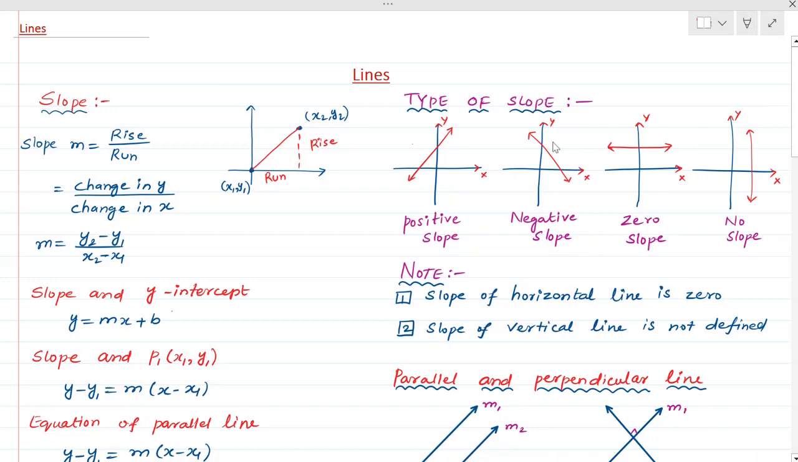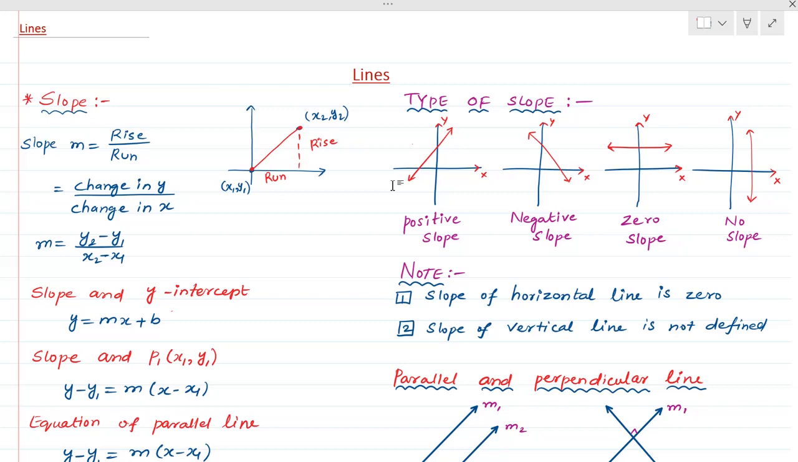In this video, we are going to discuss the line slope. So the first topic is the slope. The slope is defined by the rise over run, change in y over change in x. If you have 2 points, the slope is y2 minus y1, change in y over change in x. So this is the slope of a line.